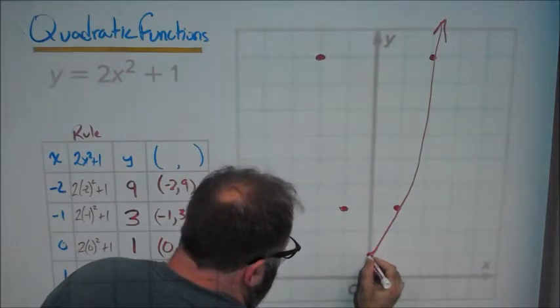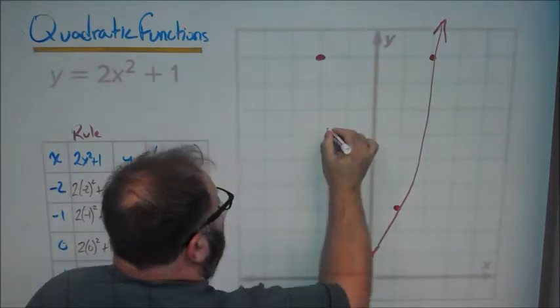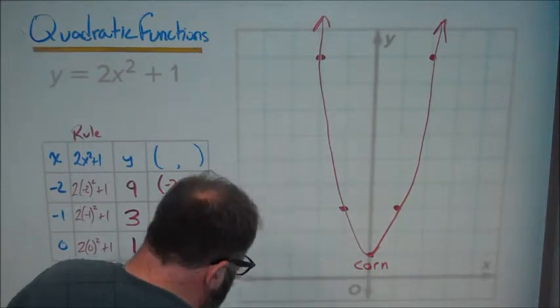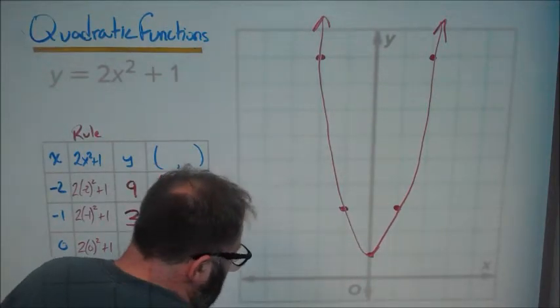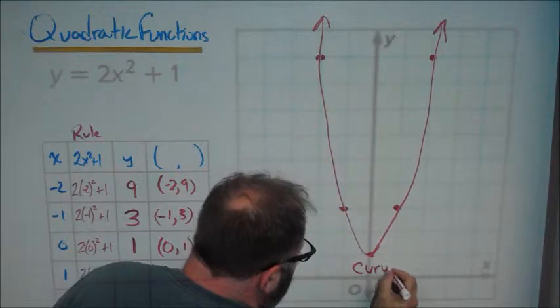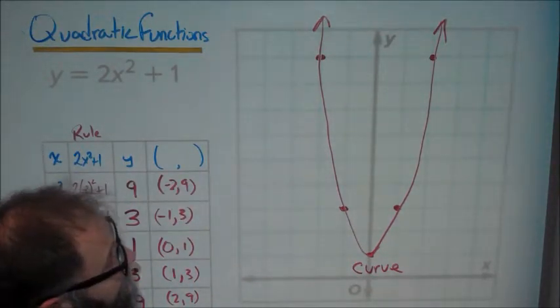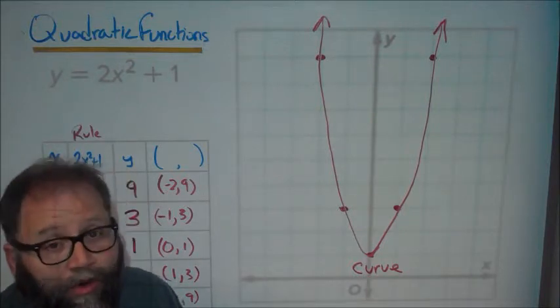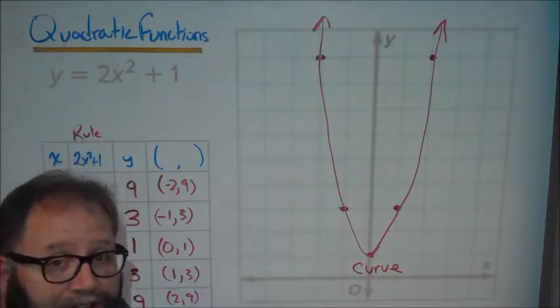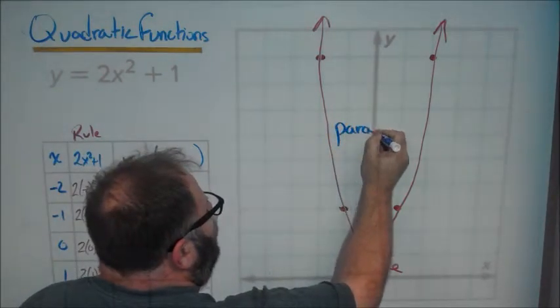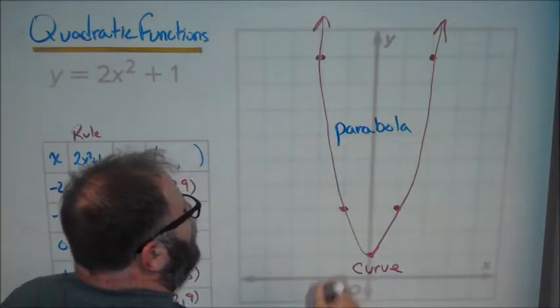This should be a curve here, not a corner. Let me write here, not corner. This is a curve at that point. When you see that, that's a parabola. So that's the special nonlinear function that graphs as a parabola.